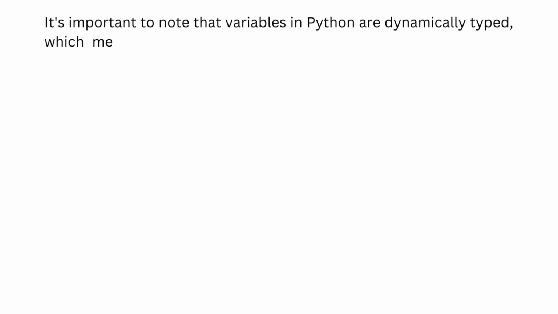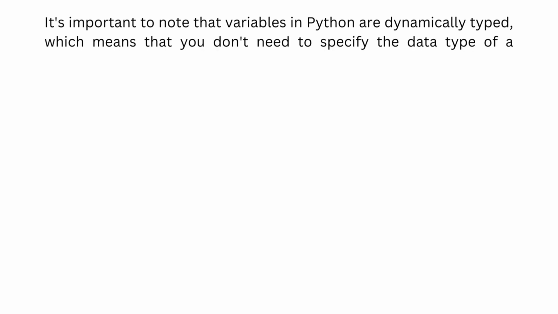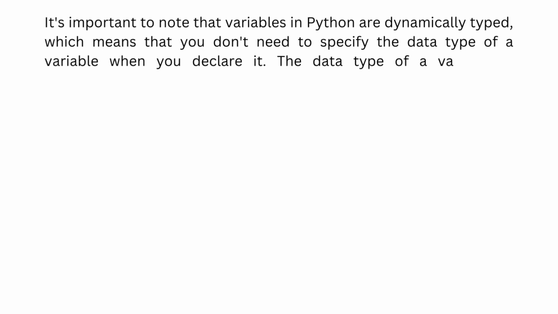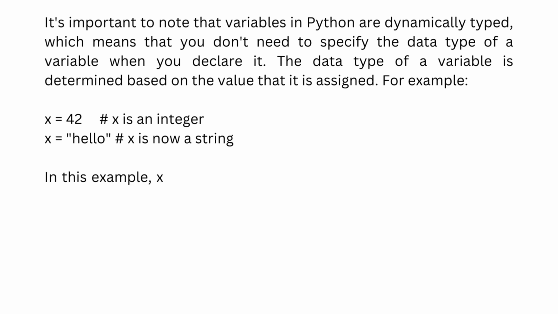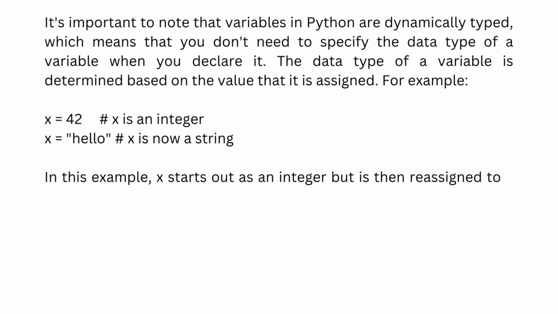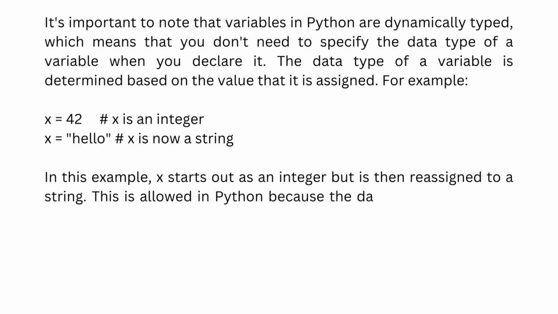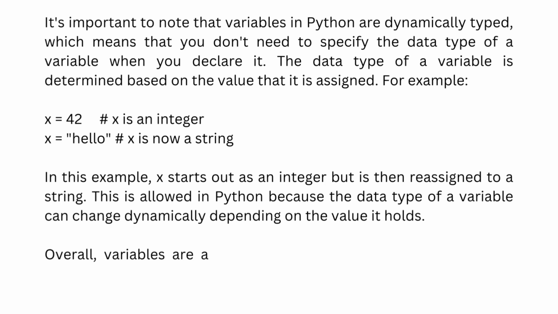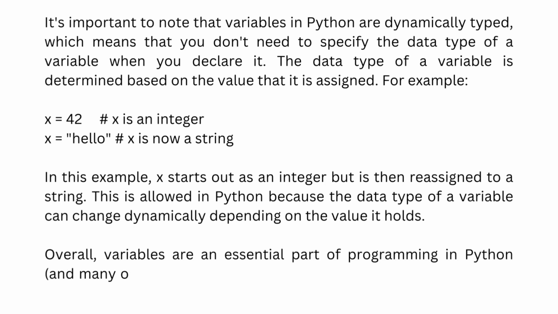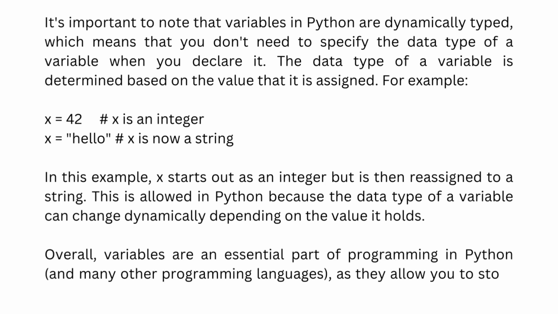It's important to note that variables in Python are dynamically typed, which means that you don't need to specify the data type of a variable when you declare it. The data type of a variable is determined based on the value that it is assigned, like x = 42. x is an integer. x = "hello". x is now a string. In this example, x starts out as an integer, but is then reassigned to a string. This is allowed in Python because the data type of a variable can change dynamically depending on its value.